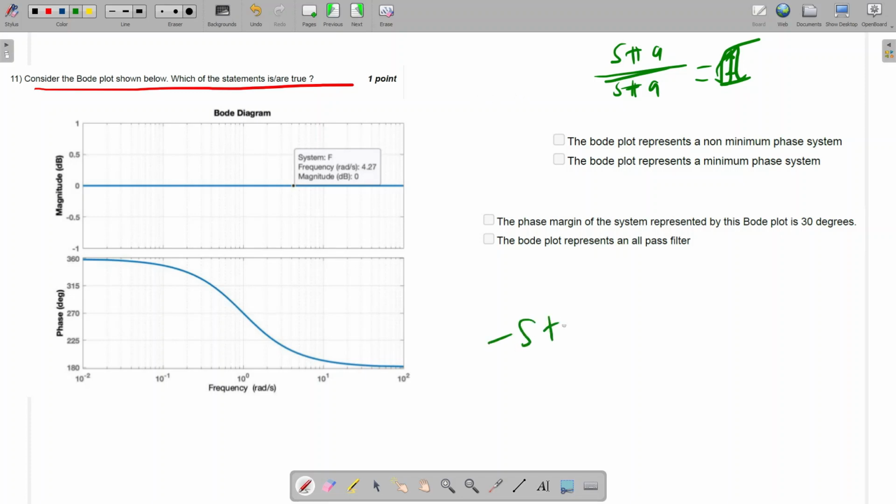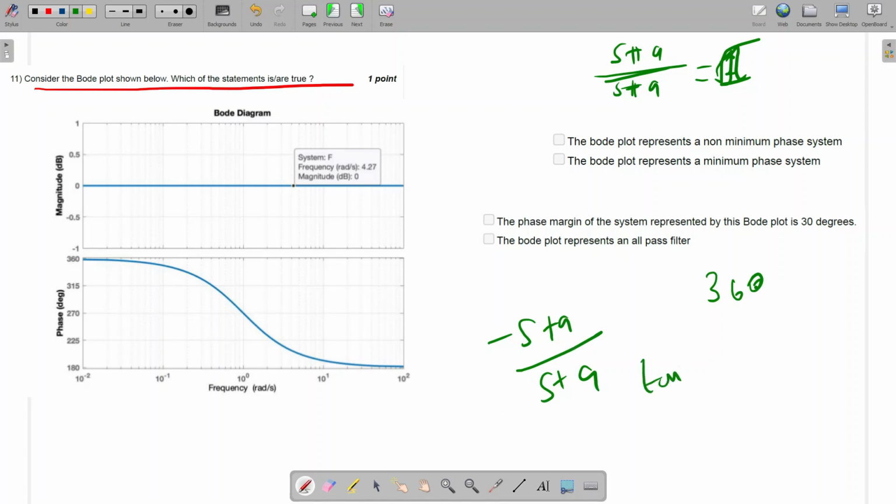Let's say minus s plus a divided by s plus a. At omega equal to 0, what will be the angle? That will be 0 or 360 degrees, correct? And at infinity, what will be the angle? How much will this be? Minus. So it should go from 360. At s equal to 0, what will be the angle?